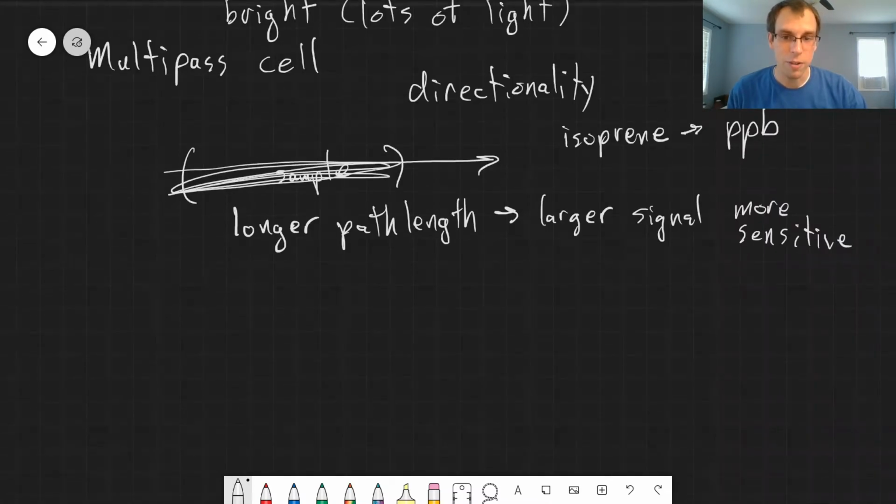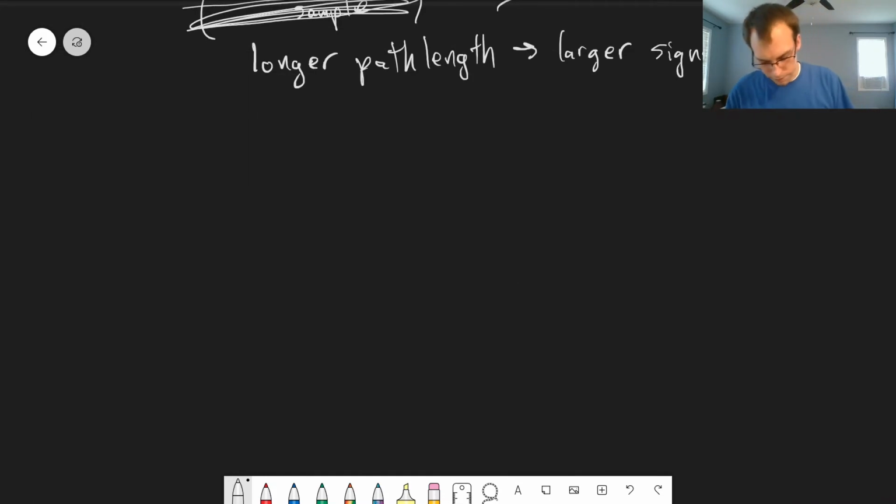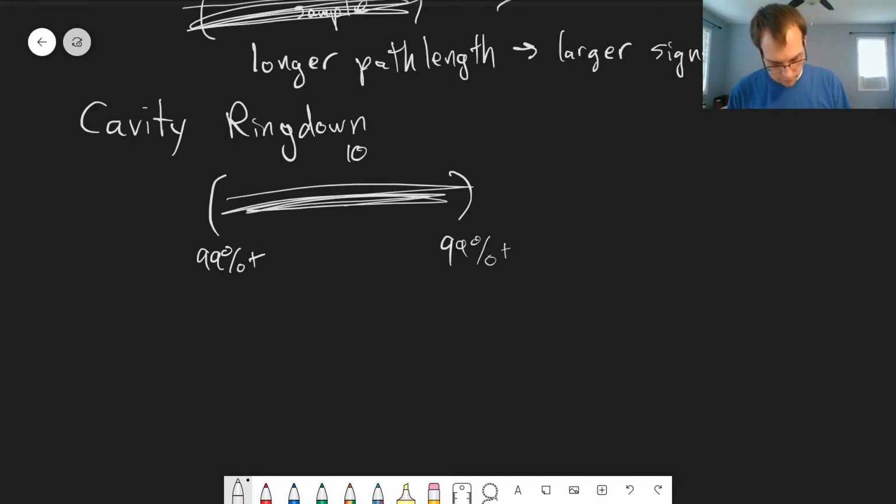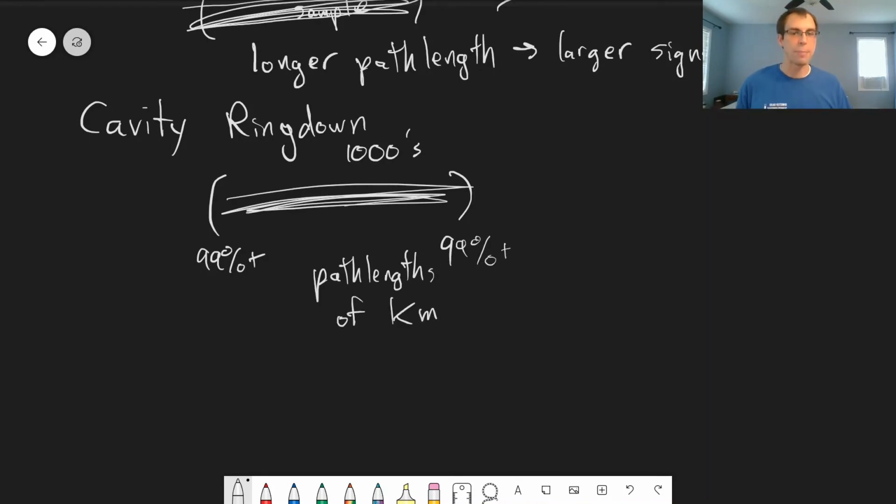Now you can take that one step further and do a technique that I used in graduate school, which is known as cavity ringdown spectroscopy. This essentially is a similar idea, except that instead of having two specially designed mirrors and getting a few passes, we have almost like another laser cavity where we get 99% plus reflective mirrors. And instead of just a few passes, we get thousands of passes. So in a typical multipass cell, you maybe get a few hundred passes, whereas in cavity ringdown, you get thousands of passes. And so you can get path lengths up to kilometers in something that can fit on a regular optic table.